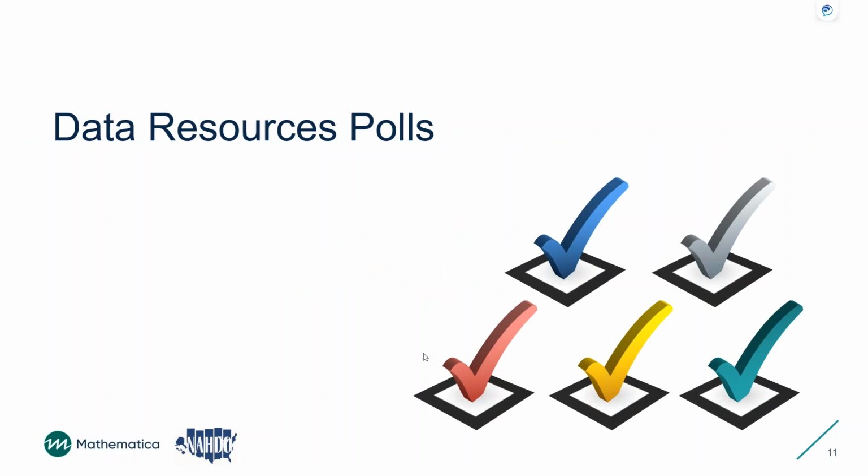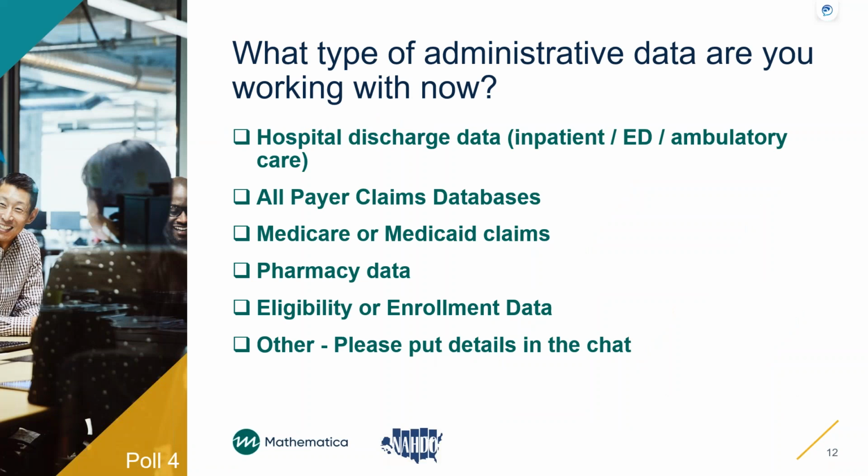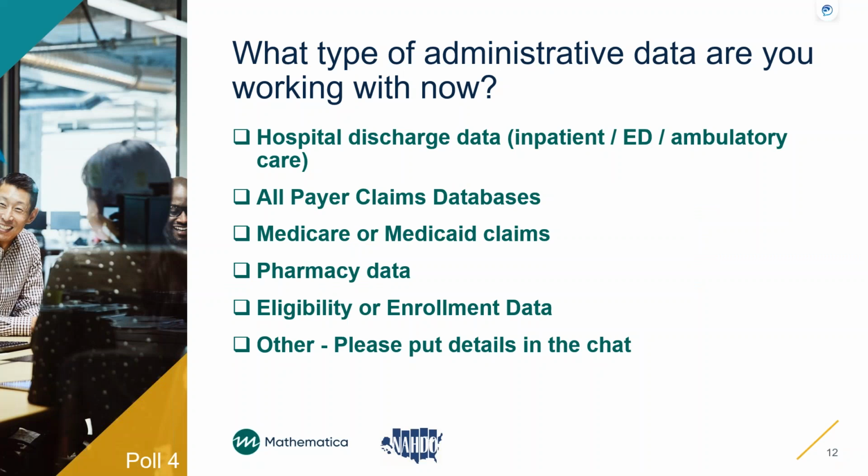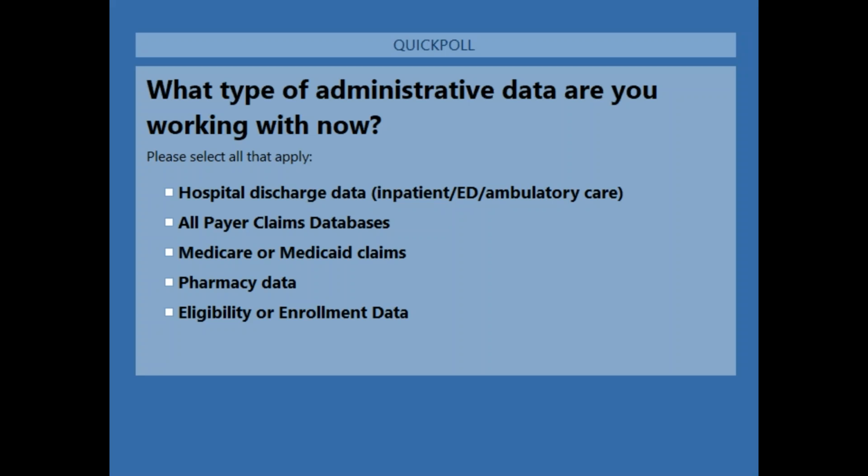The next set of polls are really related to the resources, as I mentioned. The first poll is related to the types of data that you're accessing now. So I will launch that poll. What types of administrative data are you working with now? Again, we've given you 5 options here. If we have not hit the mark for you, please just type your responses into the questions feature.